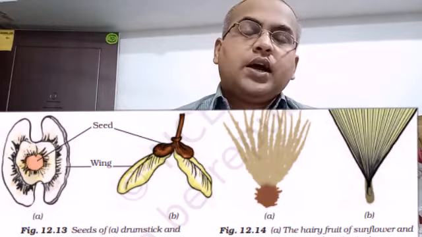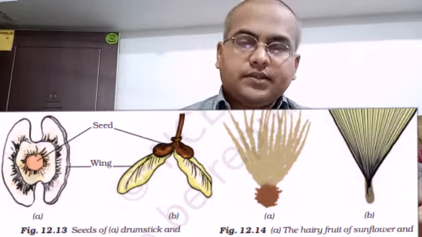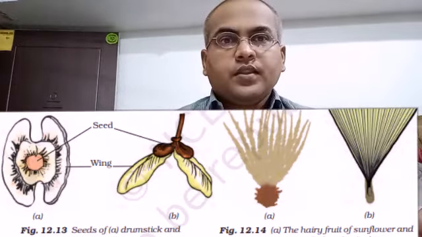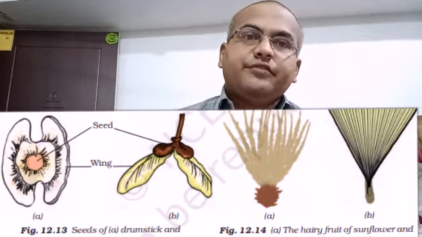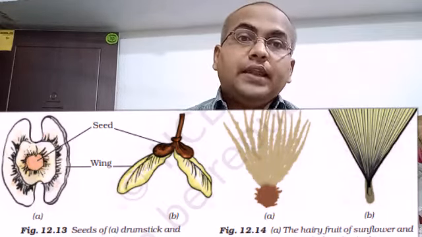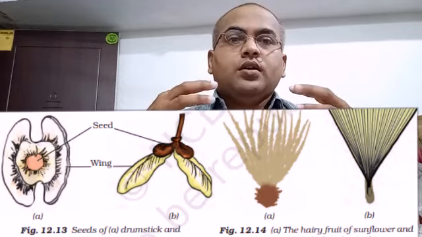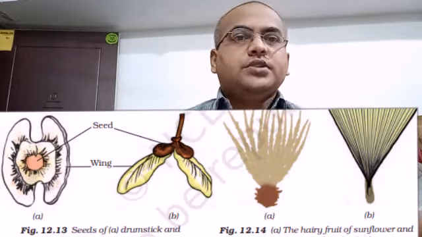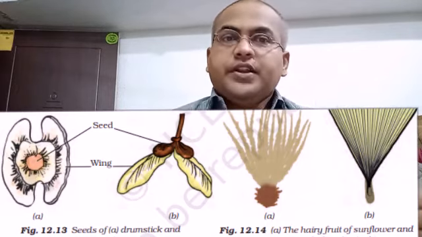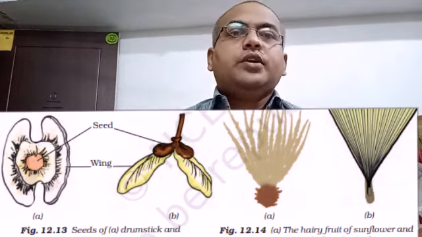So class, I hope you are able to understand the structure of the flower. Then comes the male part and female part, then the pollination part, and then fertilization. I hope you are able to understand.